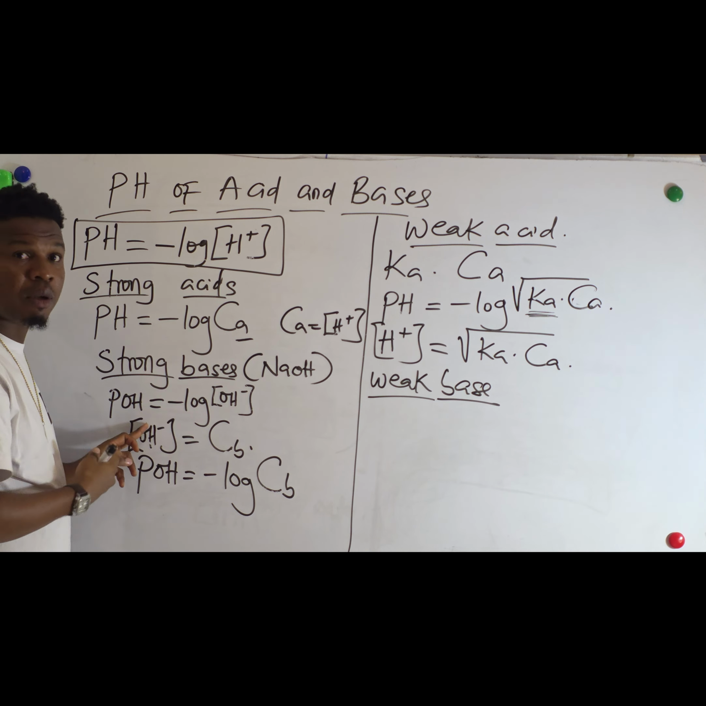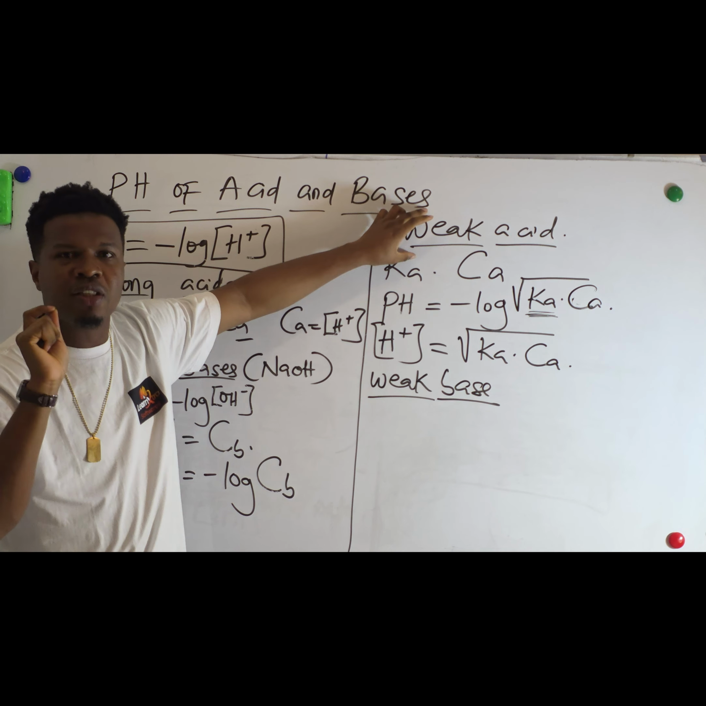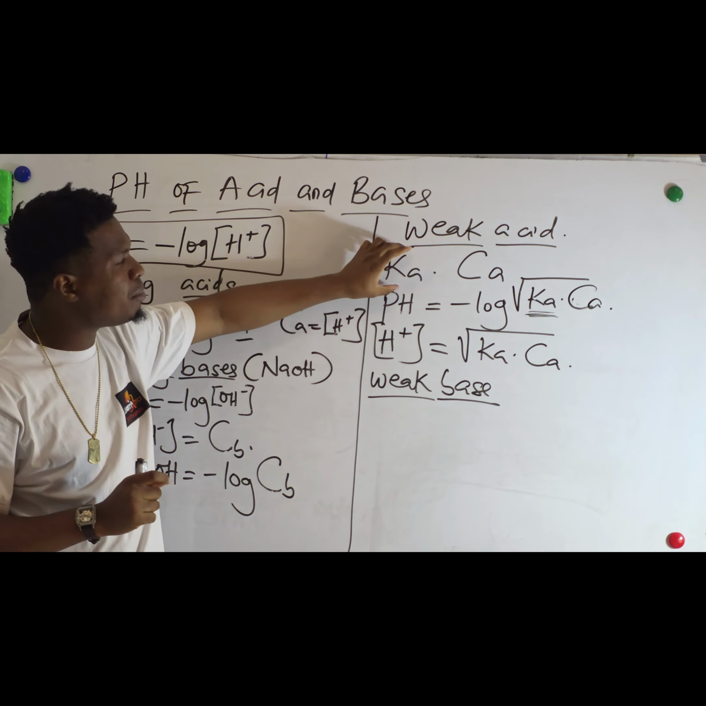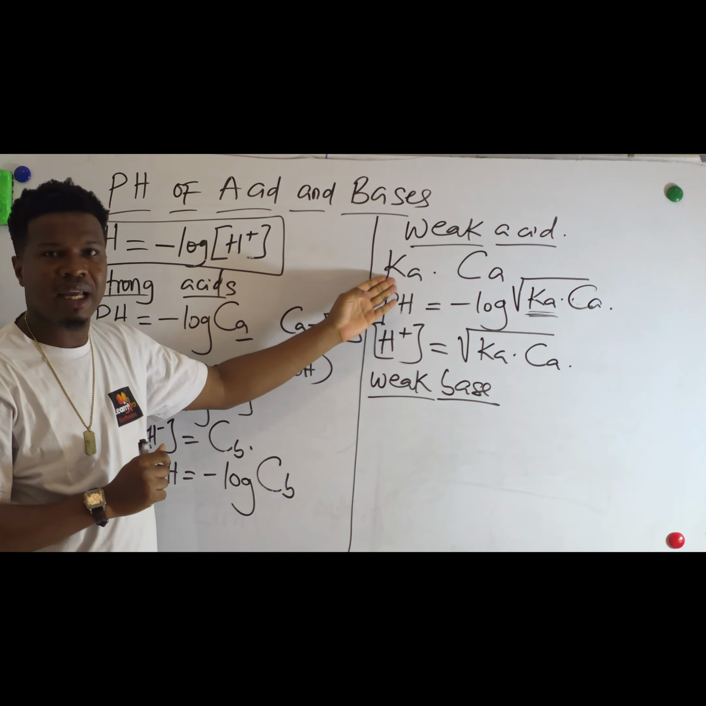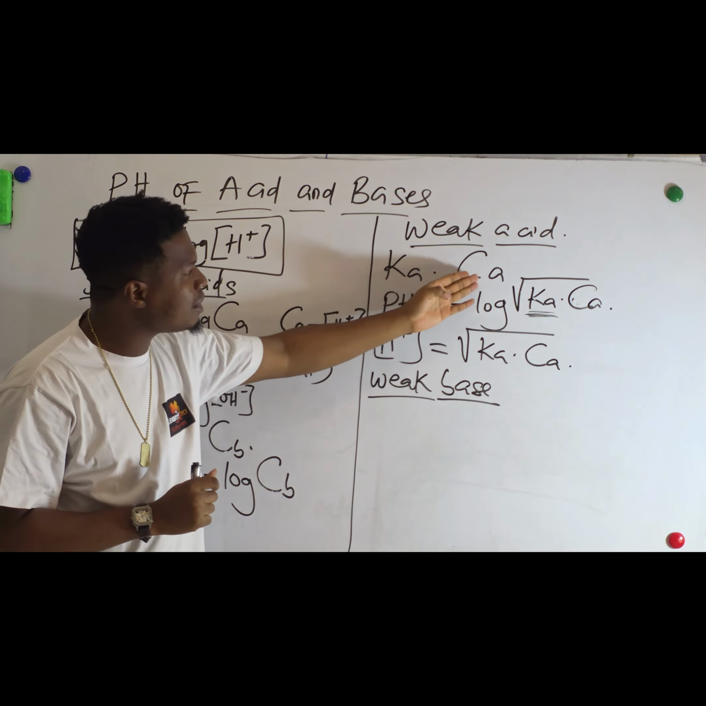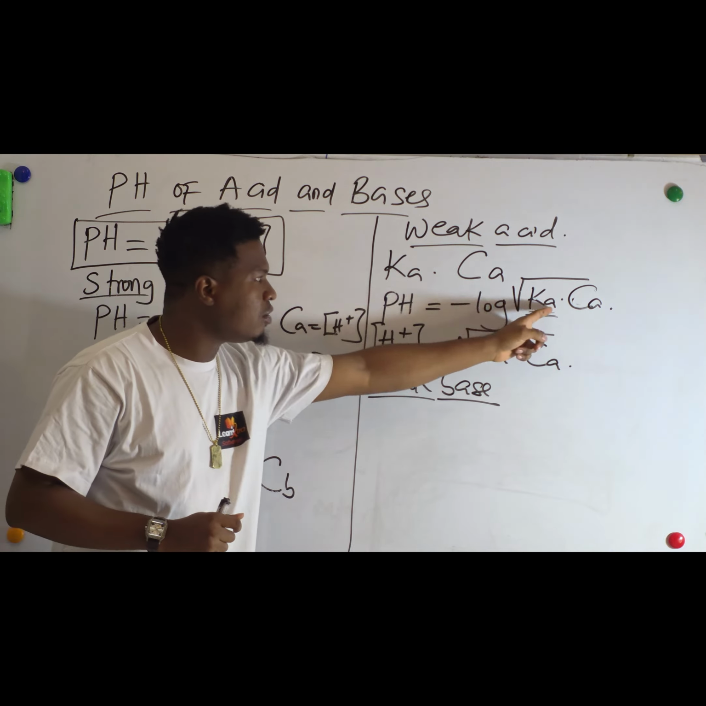So we're going to solve problems from this. But for weak acid, you have to take into consideration the ionization constant, because this is not ionizing completely. So there is a constant Ka for this. So the square root of Ka times Ca is equal to the hydrogen ion concentration. So you substitute the values here, you solve.